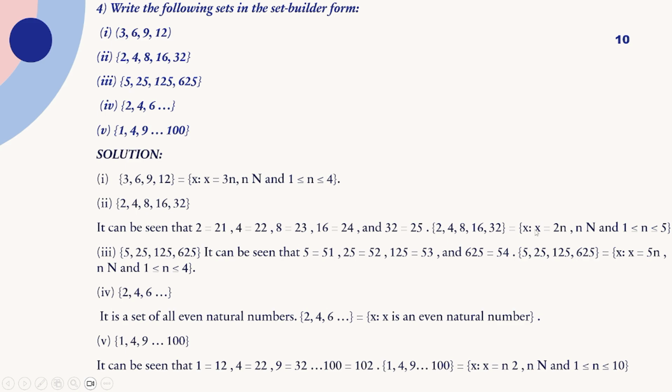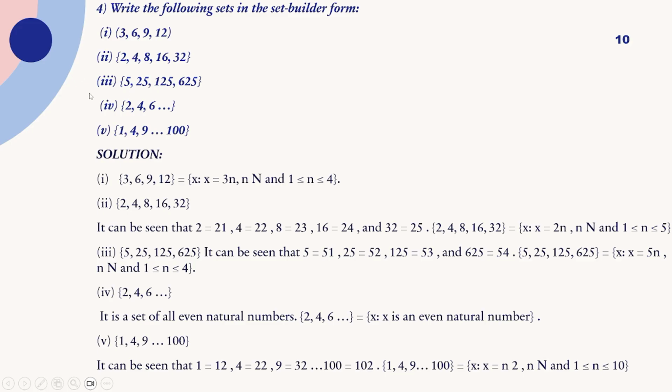So now we will write this in set builder form. There we wrote 3n because it was a multiple of 3. Here we write something power n, so we will write 2 power n, where n belongs to N. But here n is less than or equal to 5 because it is 2 power 5. So n is greater than or equal to 1 but less than or equal to 5.